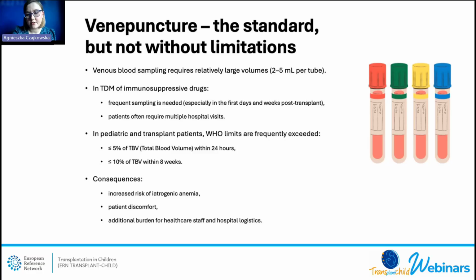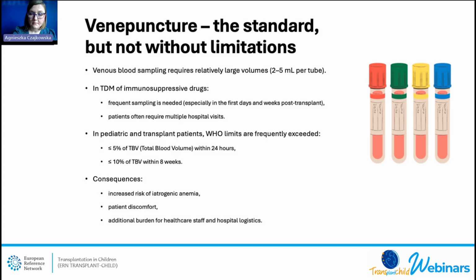reminding you that the standard method for therapeutic drug monitoring is venous blood sampling. It is an established method, widely used around the world, but not without its limitations. Each sample requires several milliliters of blood, usually between 1.5, 2 or 5, depending on the size of the tubes. In transplant patients, especially in the first days and weeks after surgery, frequent sampling is needed, and sometimes it means daily sampling or even multiple samples per day.